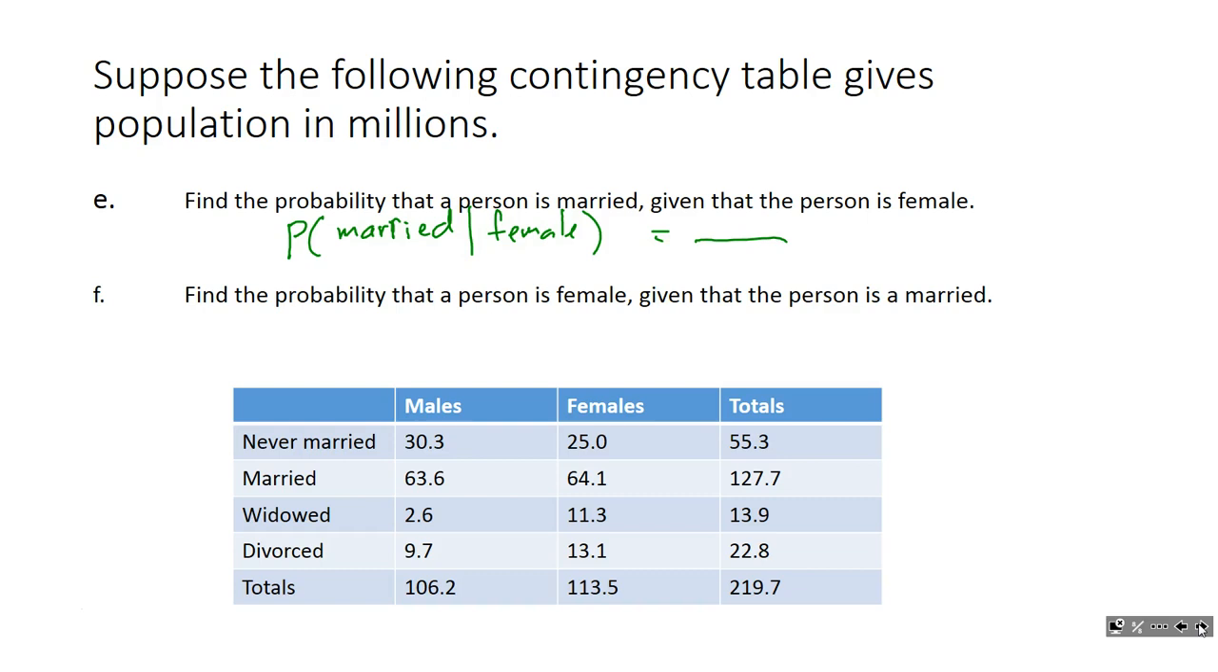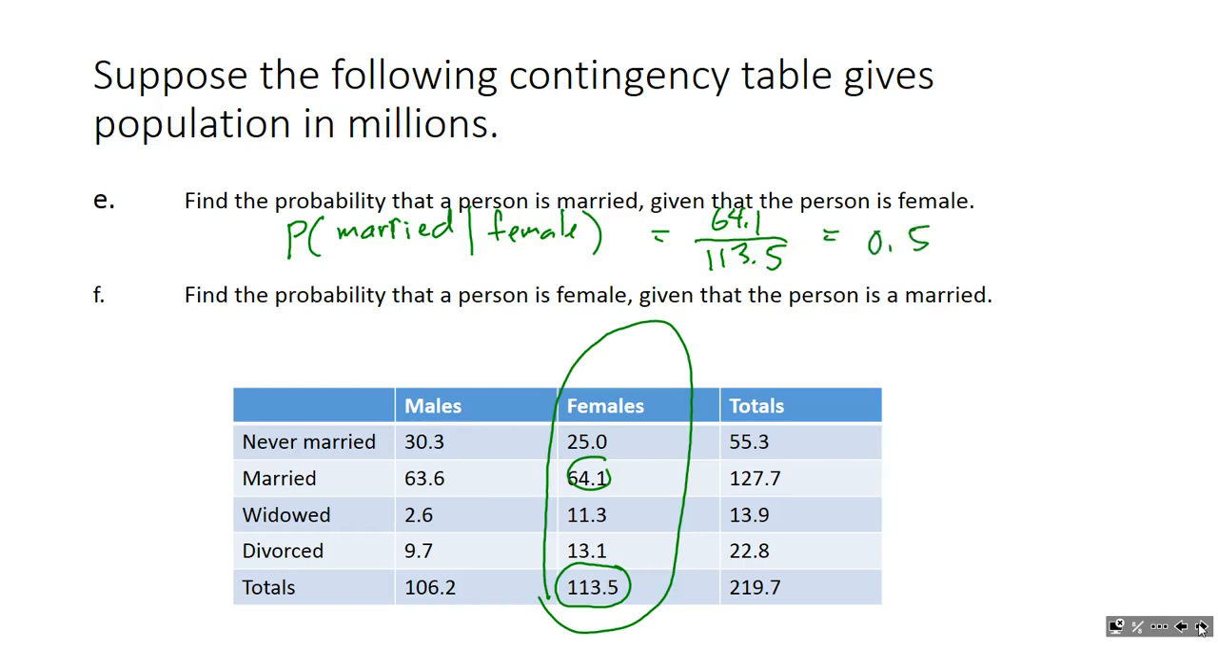Now, how many females do we have total? Well, let's see. We've got 113.5. So essentially we're looking at this column here since we know the person's a female. All right, now out of that, how many of those are married? That would be 64.1. For this, I got 0.5648.